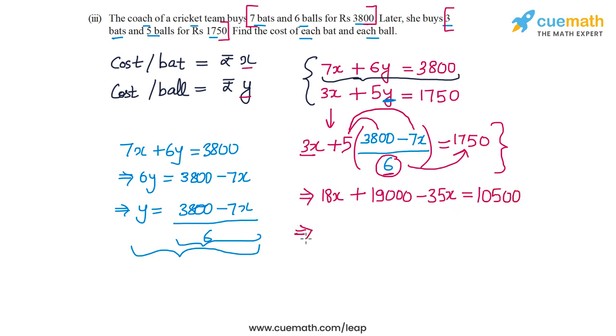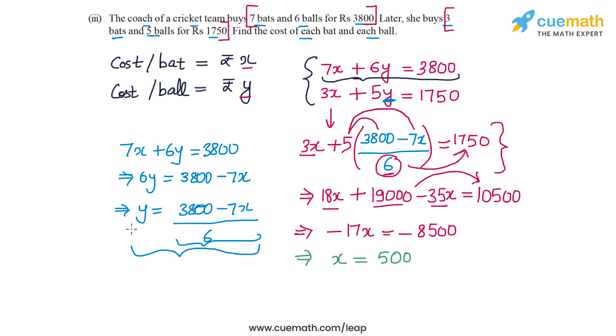So from here I get 18x minus 35x, so that's minus 17x, and I can take this 19,000 to the right side, subtract it from 10,500, and this will give me minus 8,500. So this means that x is equal to minus 8,500 by minus 17, which is equal to 500. So x is equal to 500.